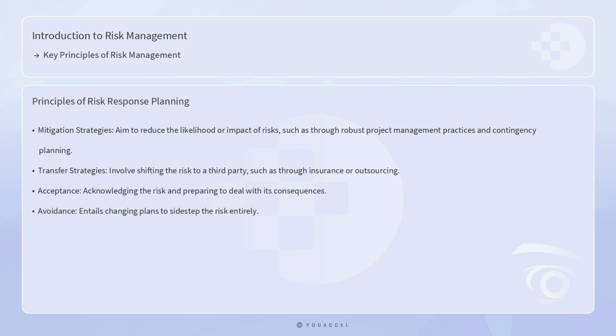Mitigation strategies aim to reduce the likelihood or impact of risks, while transfer strategies involve shifting the risk to a third party, such as through insurance or outsourcing. Acceptance involves acknowledging the risk and preparing to deal with its consequences, whereas avoidance entails changing plans to sidestep the risk entirely. For instance, a construction company might mitigate the risk of project delays by implementing robust project management practices and contingency planning.